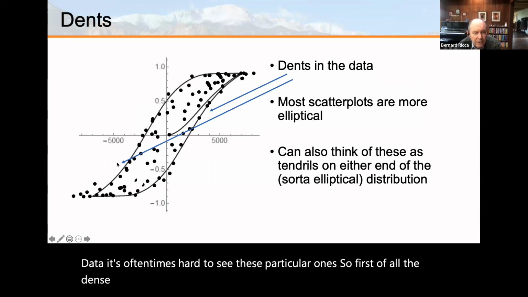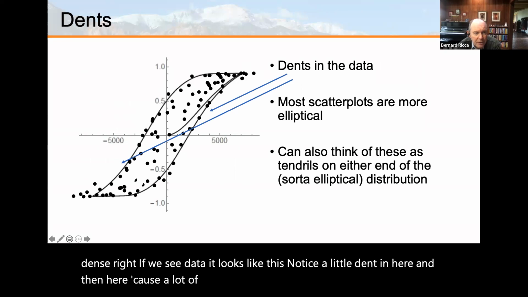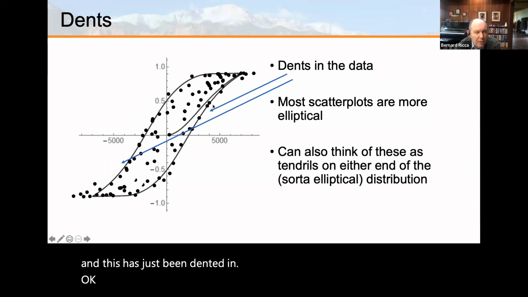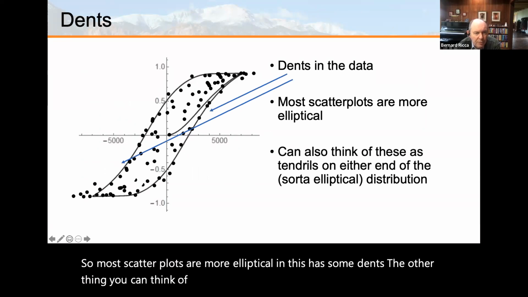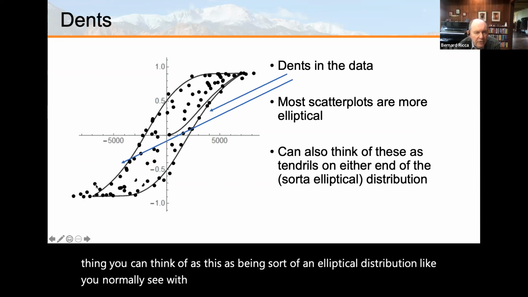If we see data that looks like this, notice there's a little dent in here, and there's a dent here, because a lot of times in a scatter plot, we'd expect an ellipse, and this has just been dented in. Most scatter plots are more elliptical than this. This has some dents. The other thing you can think of is this as being sort of an elliptical distribution like you'd normally see with these tendrils coming out on either end.